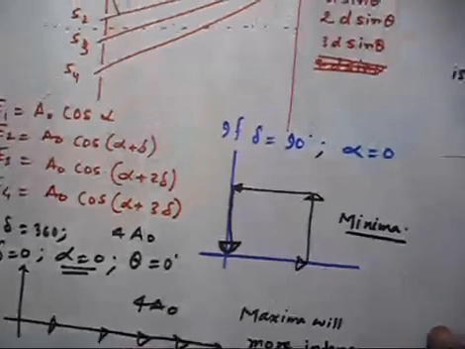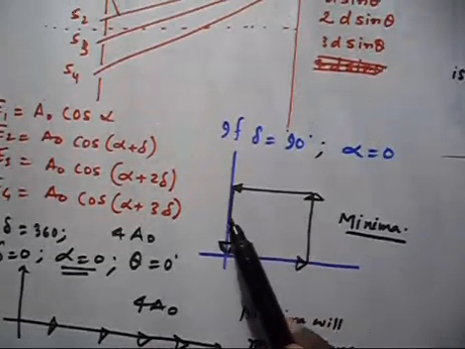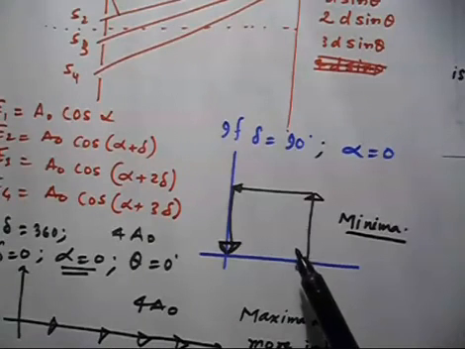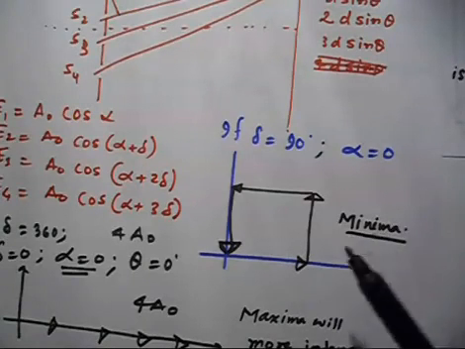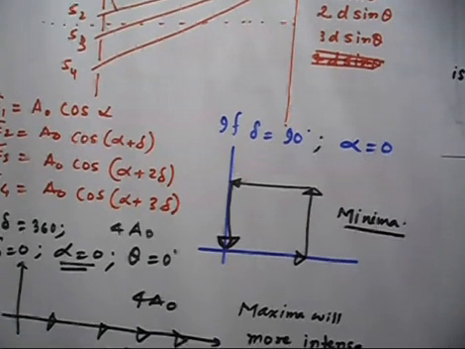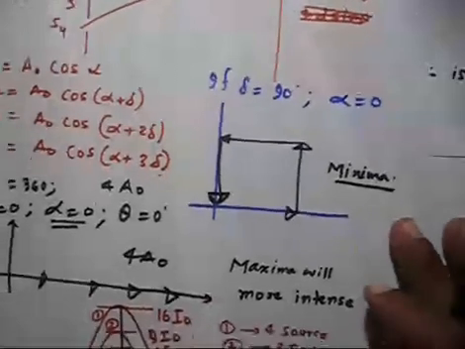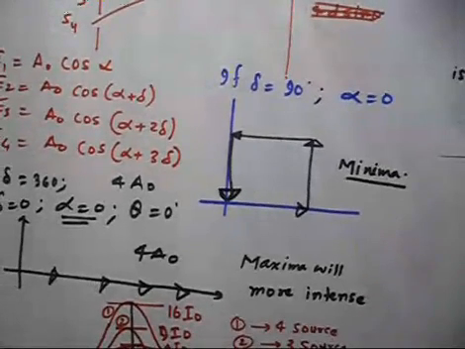What will be the point of minima? You can find when theta equals 90 degree, these waves add up and come out to be 0. So in this case, at theta equals 90 degree, delta equals 90 degree, you will get a minima. This graph we have plotted for alpha equals 0 degree. So maxima will again occur at lambda or 2 lambda or 3 lambda. Minima in this case will occur at 90 degree.